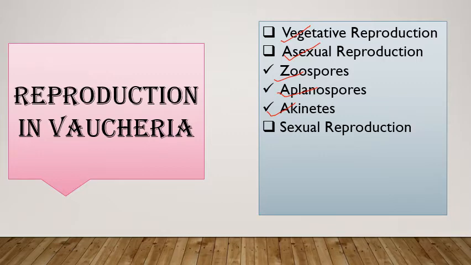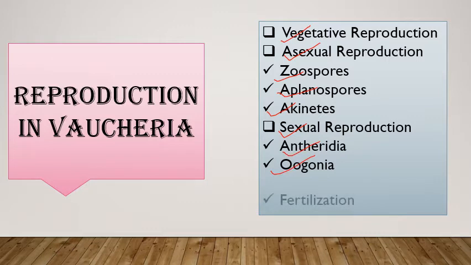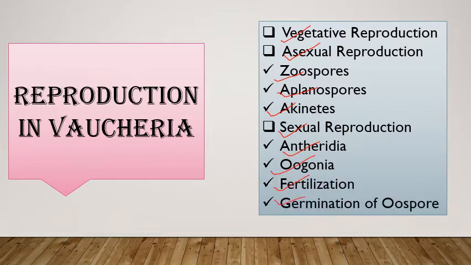Then next is sexual reproduction. Sexual reproduction in the case of Vaucheria is a highly advanced type. It is mainly oogamous type. So we will discuss its reproductive structures, that is antheridia and oogonia. Then we will discuss fertilization and finally the germination of oospore. So let's start.